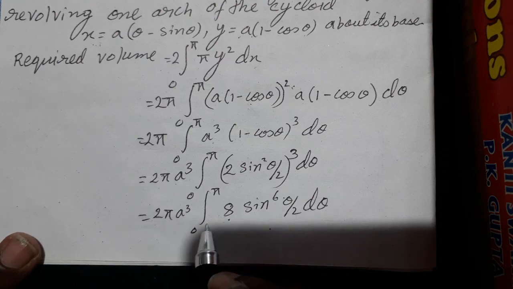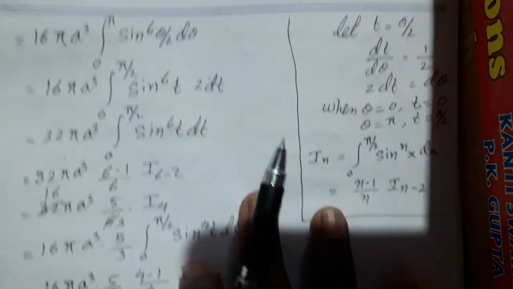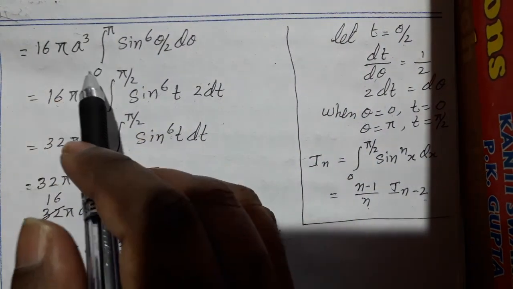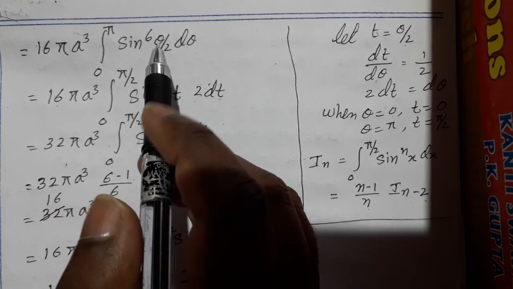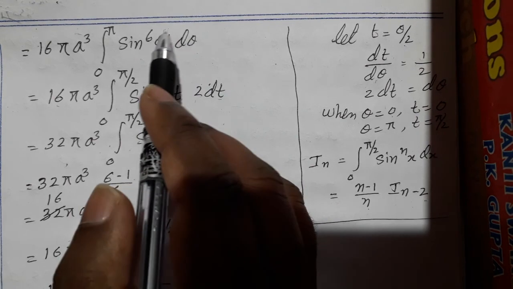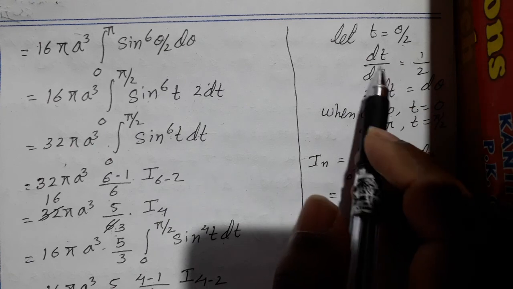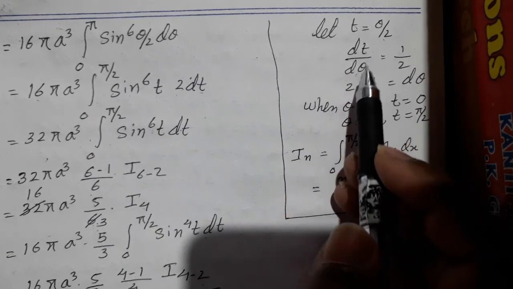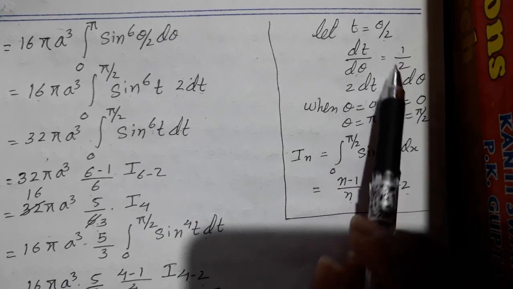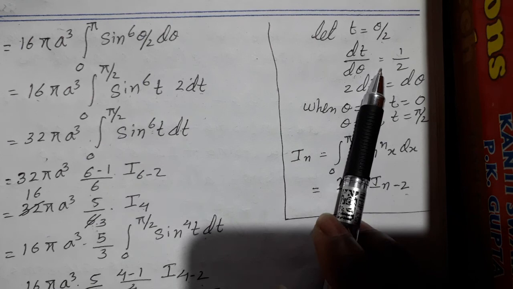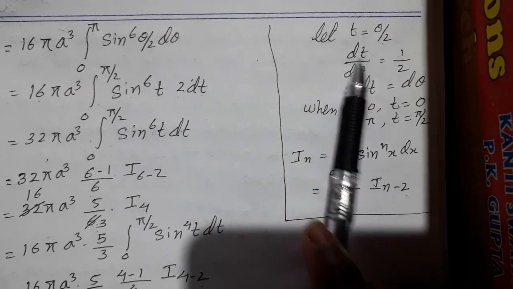So 2 into 8 we get 16, so here we get 16 pi a cube, and this is from 0 to pi of sine to the power 6 theta by 2 d theta. Let us assume theta by 2 as t. So take t equal to theta by 2. Now differentiate with respect to theta: dt by d theta is 1 by 2. So we get 2 dt equal to d theta.